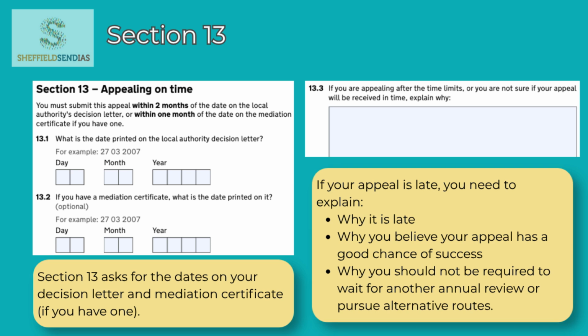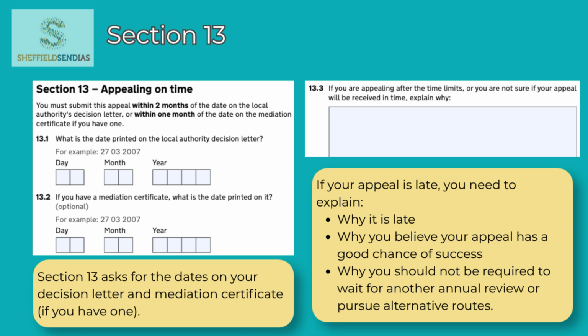In section 13, include the date printed on the decision letter and the date shown on your mediation certificate if you have one. If your appeal is late, you will need to explain why the appeal was submitted after the deadline, why you believe your appeal has a good chance of success, and why you should not be required to wait for another annual review or pursue alternative routes, such as a new EHC request.